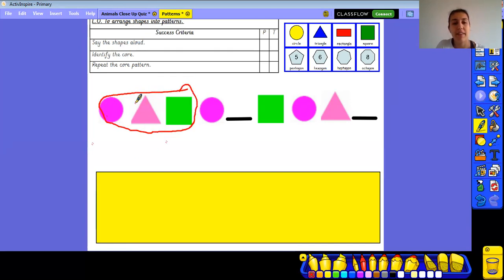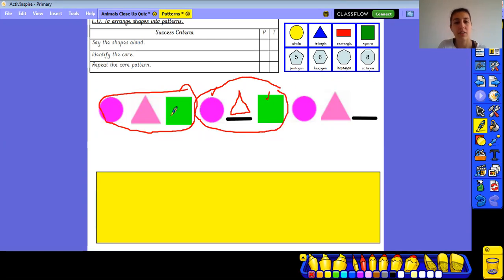So let's see, if this is my core, then that's what we should see being repeated again and again. So circle, triangle, square. Circle, square. So these 2 are right. All that's missing from the middle is my triangle. Fantastic. There we go. So now that's my core repeated again.